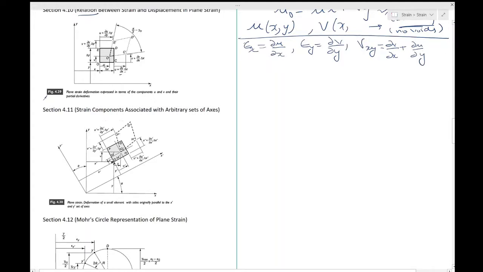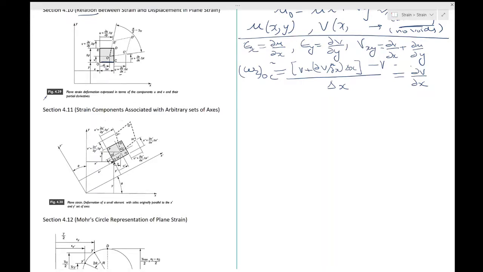Okay, so this is where we had come, and for small displacement derivatives, meaning these derivatives which you take are always small, the rotation about the z-axis of the line OC, omega z of the line OC, is written as v plus dou v by dou x into delta x minus v, divided by delta x, and this turns out to be dou v by dou x. So you see how this value has come up.